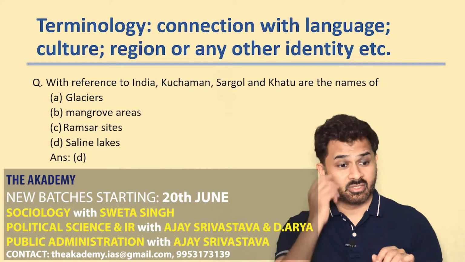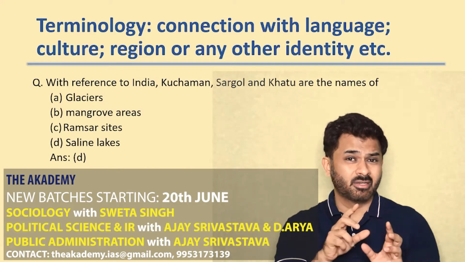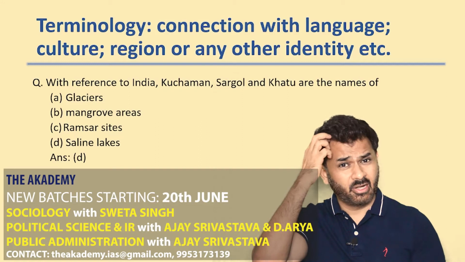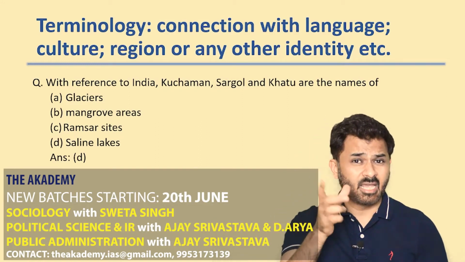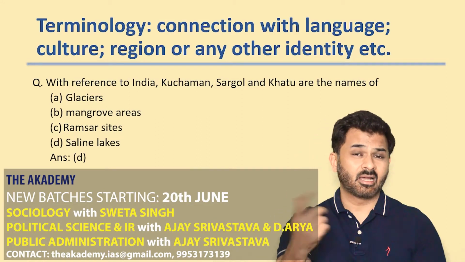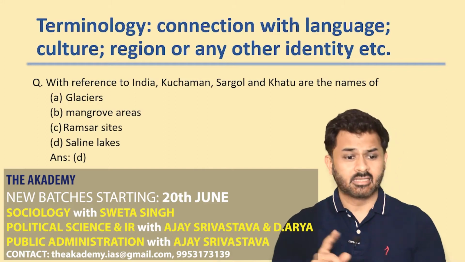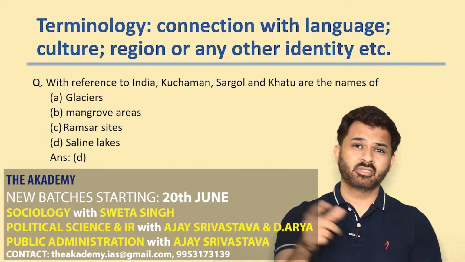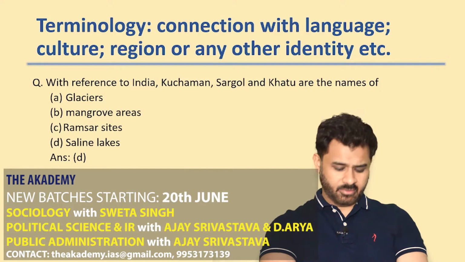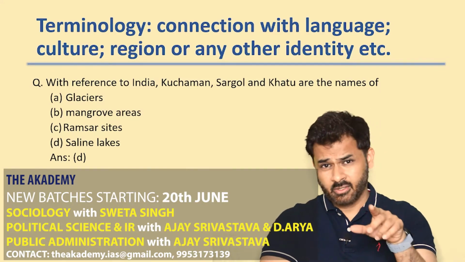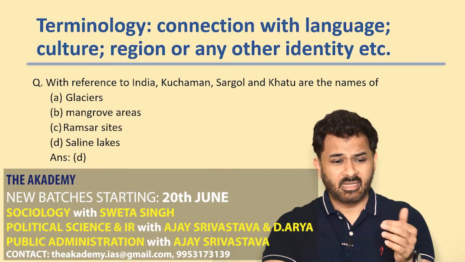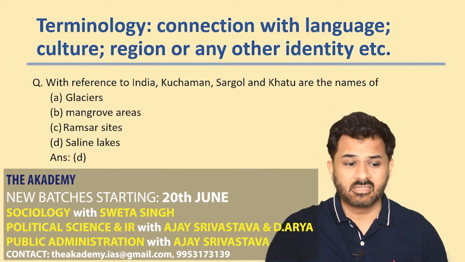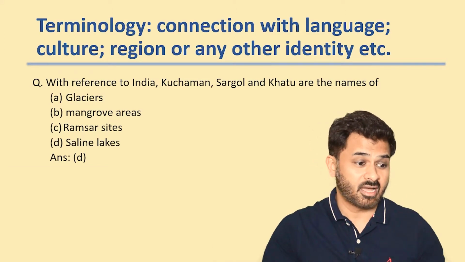For example, in this question, there is Kuchaman. The word ends in man. Where do you get names ending in man? Mostly you will come across that in Rajasthan. Then Sargol, then Khatu. Khatu is also a pilgrimage center in Rajasthan, Khatu Shyamji. So from these, you can easily infer that these locations may be in Rajasthan.